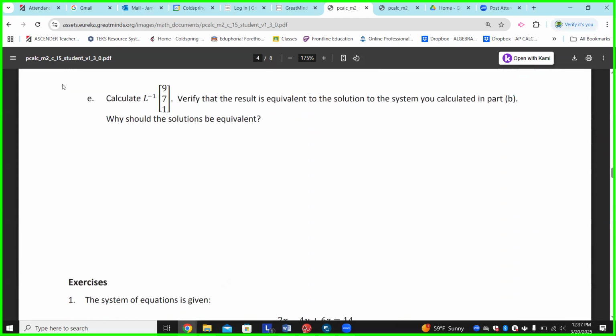Part E again says, now calculate the inverse times B to verify the results. Again, we didn't do part B, so we're going to be doing this for the first time. We're going to take this inverse and multiply it by B. It's the same process as that 2x2. So I take that result I just got in part D and multiply it by this matrix right here.